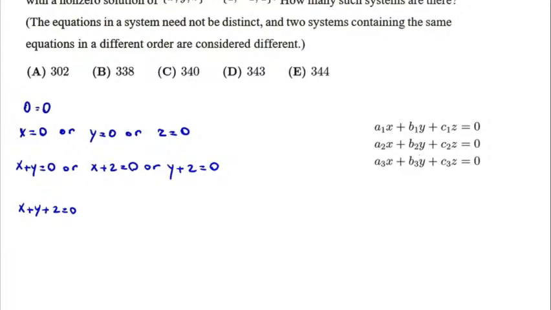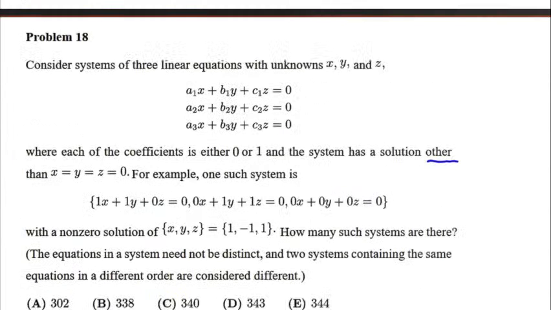And x, y, z are real numbers, okay? The problem says x, y, z are unknown. It doesn't say anything about x, y, z, and they can be, for example, any number, but A1, B1, C1, AI, BI, CI can only be 0 or 1.